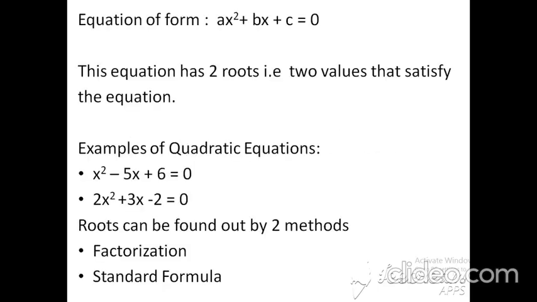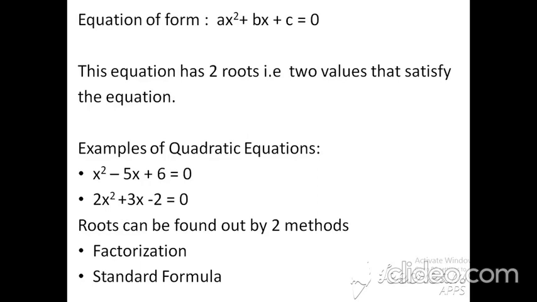What is a quadratic equation? An equation of the form ax square plus bx plus c is equal to 0 is a quadratic equation. This equation has two roots. What are roots? Roots are two values that satisfy the given equation.